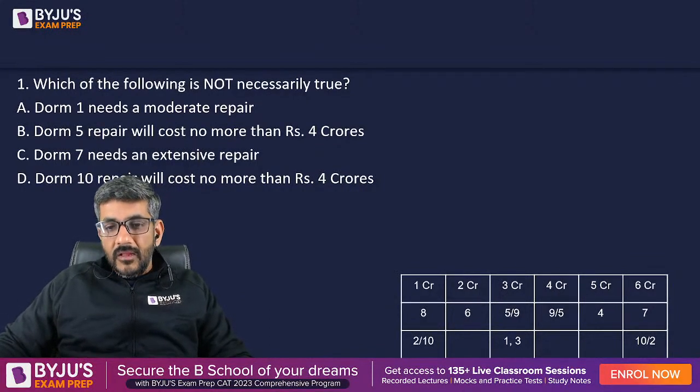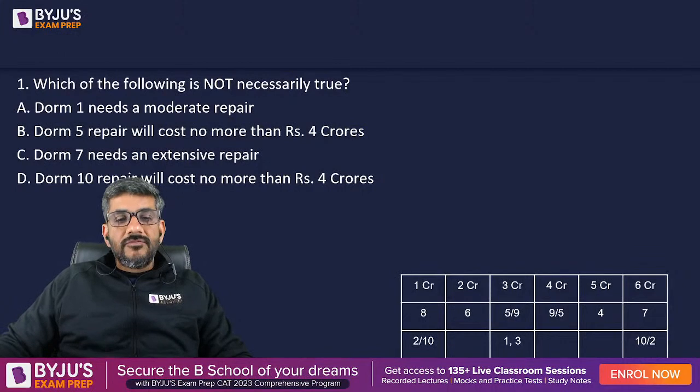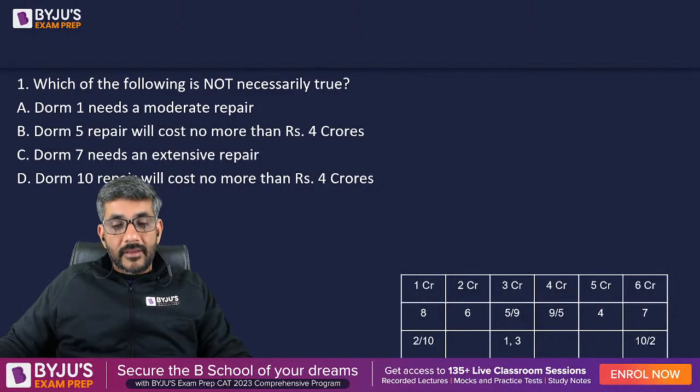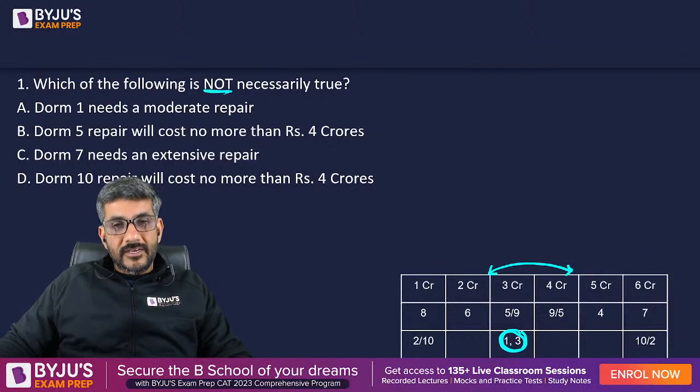First question, which of the following is not necessarily true? Tanmay is also saying it is clear. That's great. Which of the following is not necessarily true? DOM 1 needs a moderate repair. Can I say this is absolutely correct? DOM 1 needs a moderate repair, because DOM 1 definitely has to be here, and this is moderate repair. So this is necessarily true. Question saying which is not necessarily true.